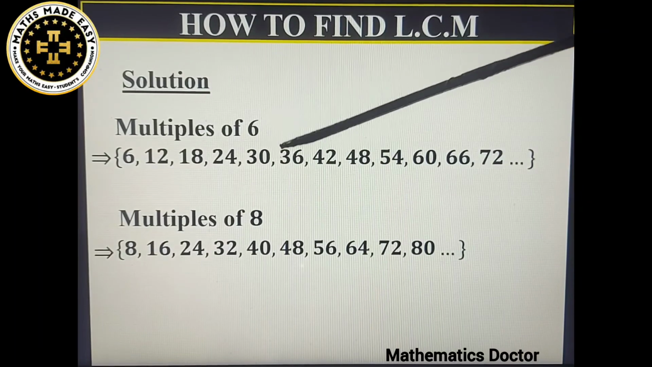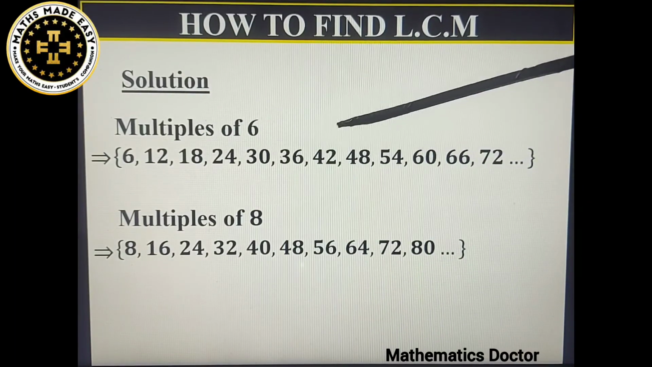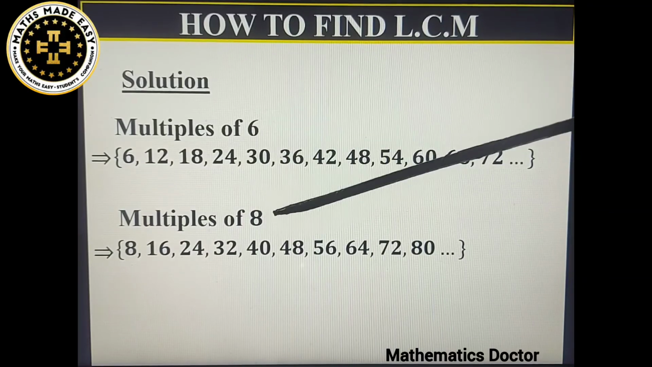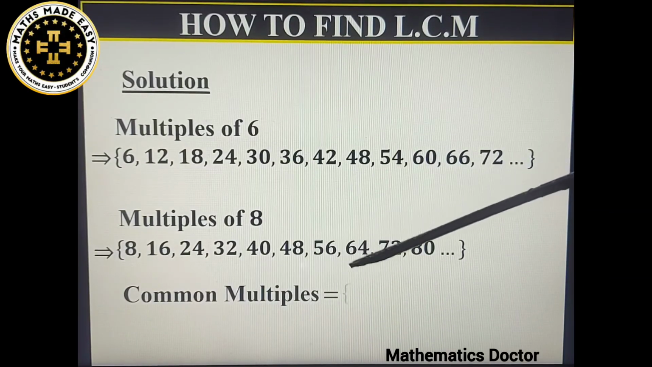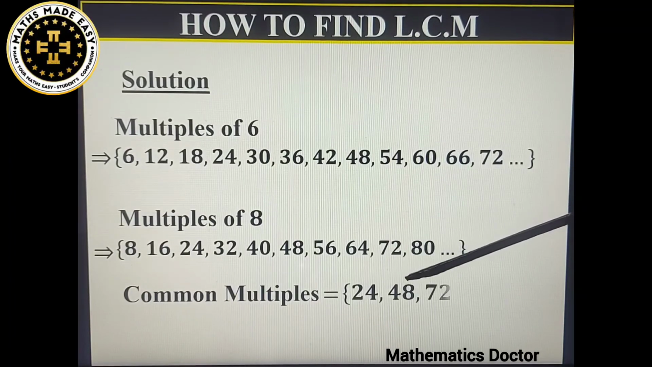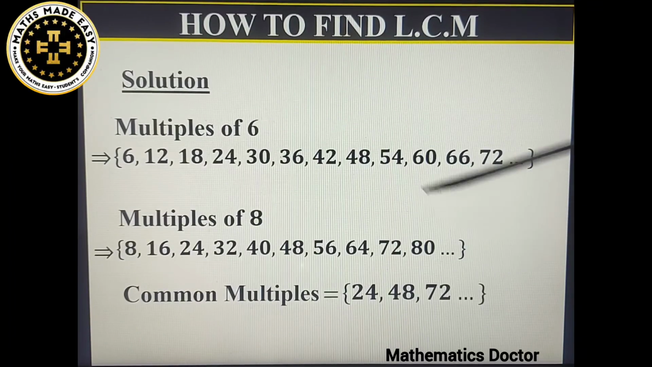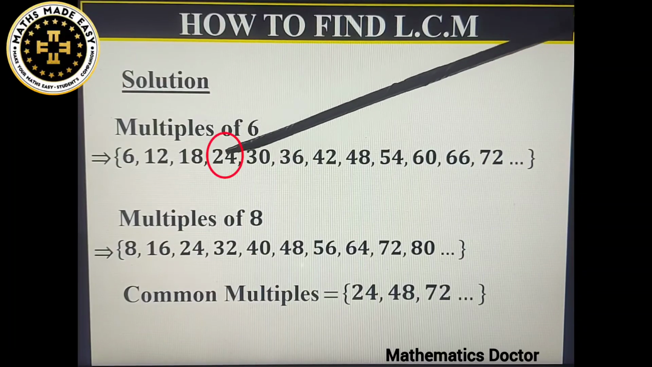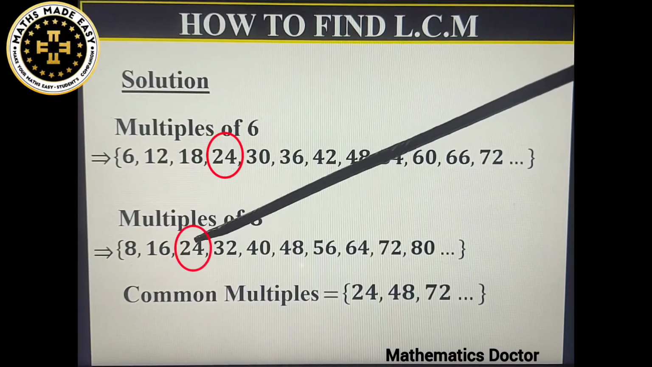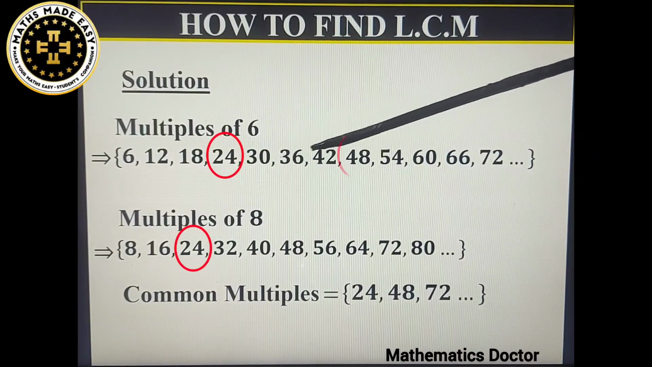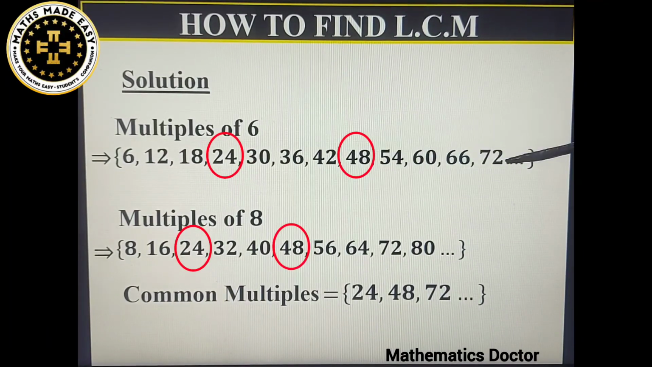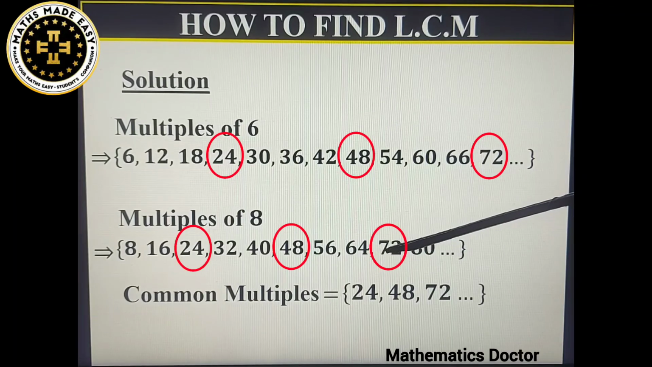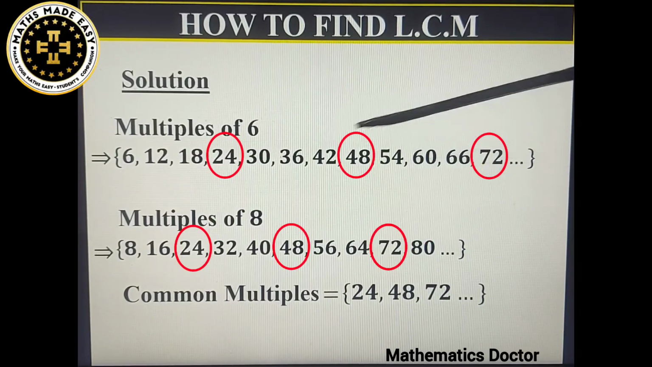Since we have the multiples of 6 and the multiples of 8, we can get the common multiples of 6 and 8. The common multiples of 6 and 8 are 24, 48, 72, and so on. From here, you realize that 24 is in the multiples of 6 and 24 is still in the multiples of 8. 48 is in a multiple of 6 and still in a multiple of 8. 72 is in a multiple of 6 and still in a multiple of 8. So these are the common multiples so far.